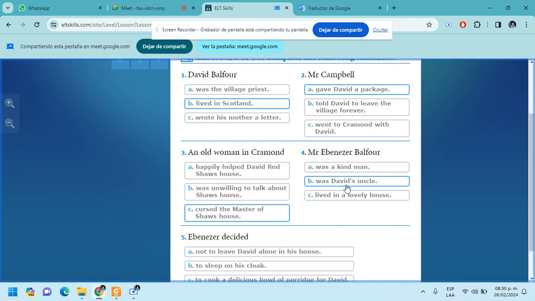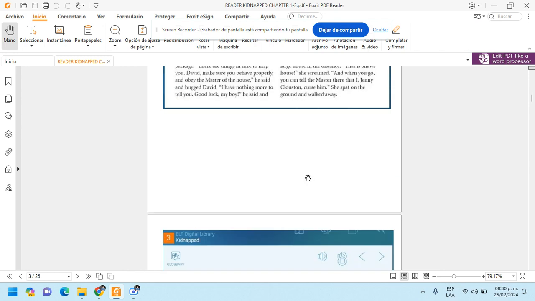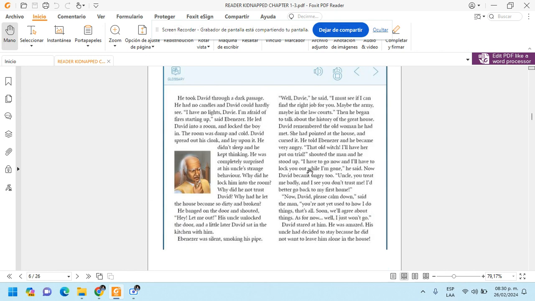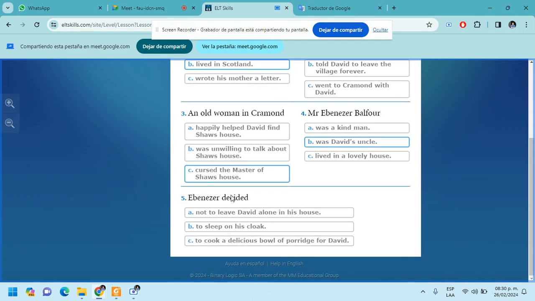It's not like that, no, because we saw here, no, David says this. Let's see what it is. Oh, it's in this part, no? What's this? David became angry too. Uncle, you treat me badly, and you see you don't trust me. He says that, no? See? He's not a kind person, his uncle. Good. And finally, five.